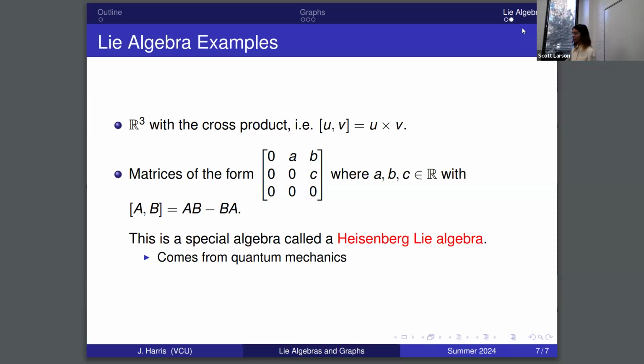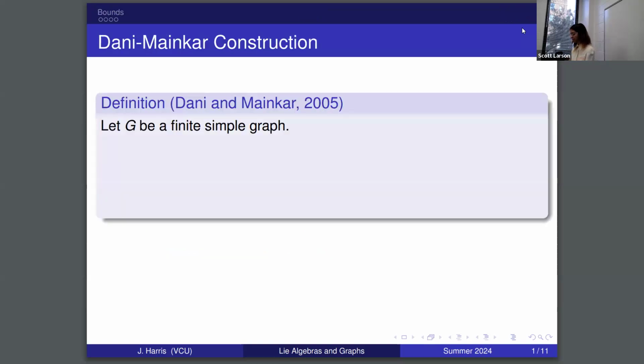As you're going to see later on in this presentation, the exact reason as to why. But now that we have graphs and Lie algebras, we kind of have these two separate things. We want to try to bring them together so that we can analyze them both. And so that's where the Dani-Mainkar construction comes in.